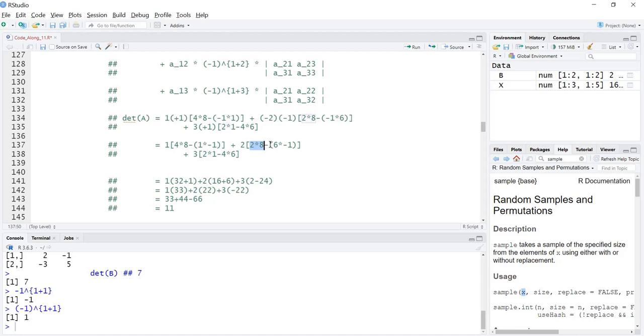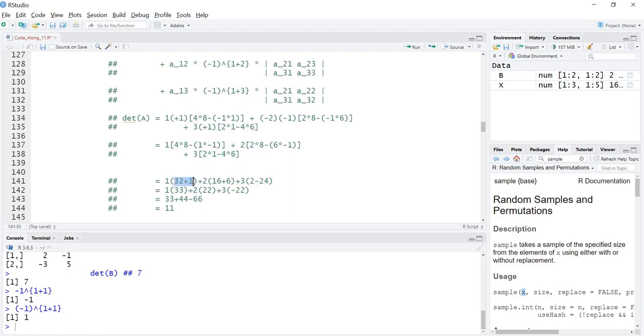Then I've got 2 times 8 minus a 6 times a negative 1. Well, 6 times negative 1 is negative 6, times a negative is a positive. So I've got a plus 6. And then I've got 3. And then I've got 2 times 1, which is a 2. And then minus a 4 times 6, that's 24.